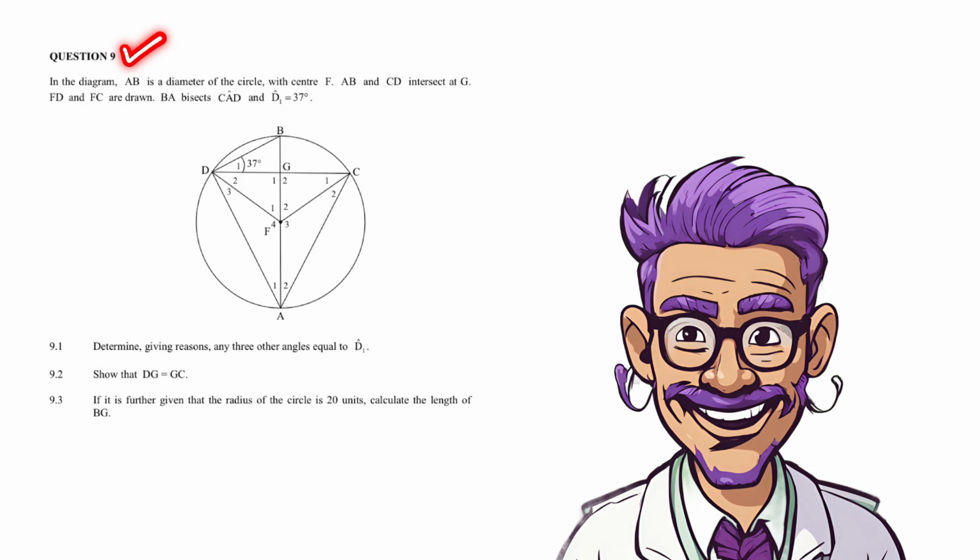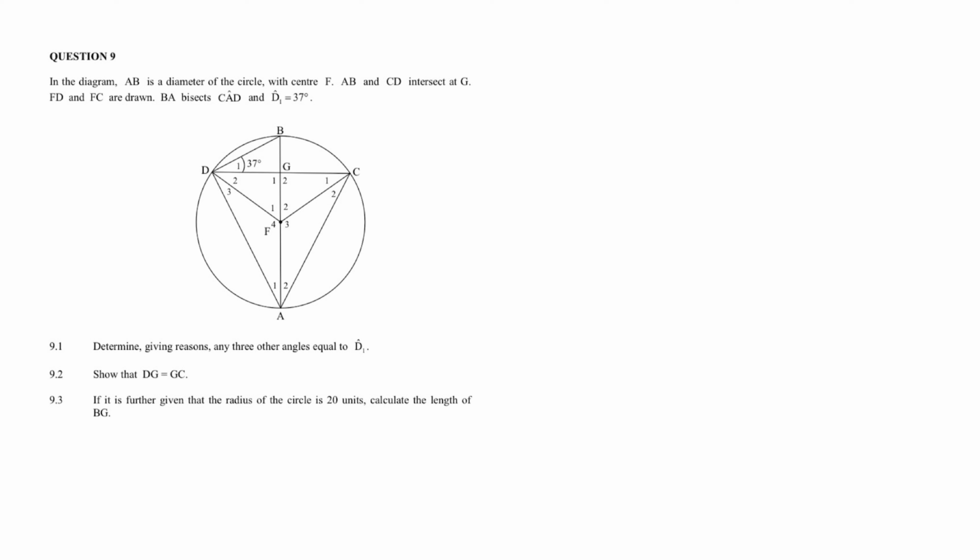Question 9 of paper 2 of June of 2024. In the diagram, AB is the diameter of the circle with center F. AB and CD intersect at G. FD and FC are drawn, and BA bisects CAD. D1 is 37 degrees. This information here of BA bisecting CAD, so here we have BA and CAD.